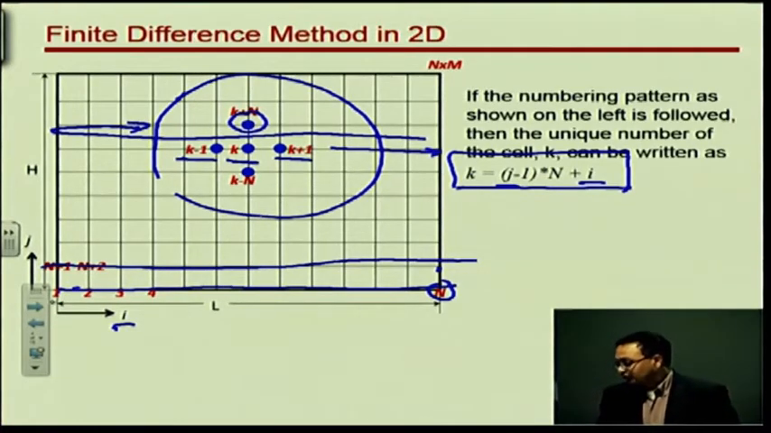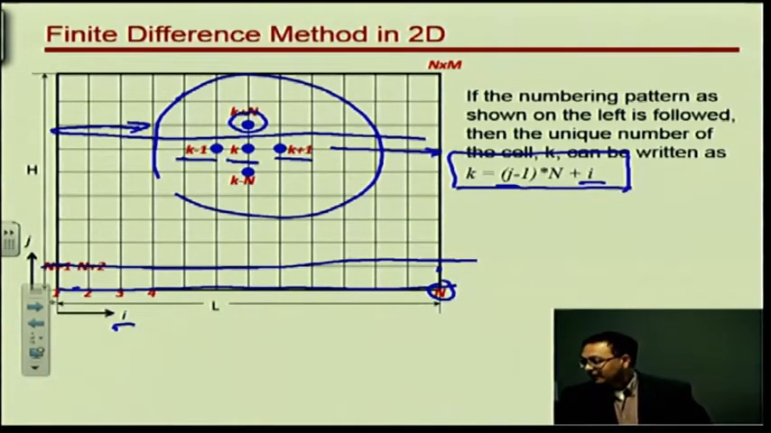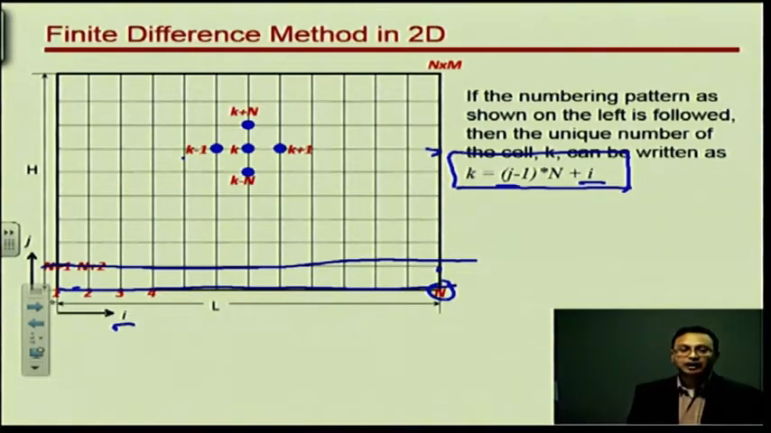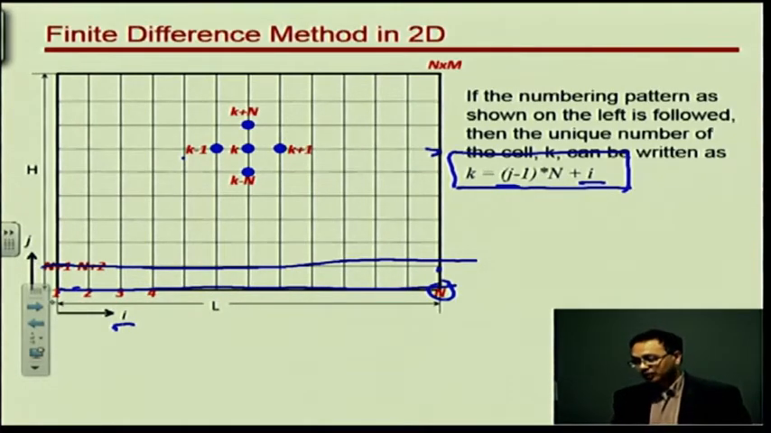All right, so this is how my stencil is now going to look in terms of the global index. Instead of i plus 1, i minus 1, j plus 1, j minus 1, we have a k, where on the left and right we have k minus 1, k plus 1, and on the top and bottom we have k plus n and k minus n.